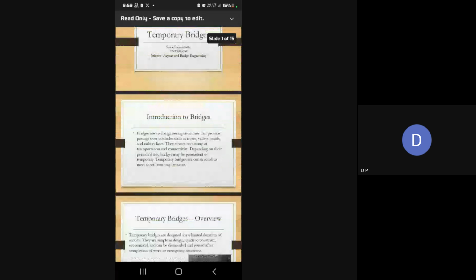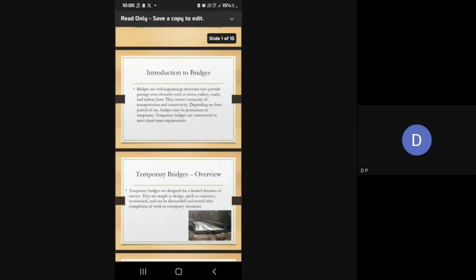Introduction. Bridges are civil engineering structures that provide passage over obstacles such as rivers, valleys, roads, and railway lines. They ensure connectivity of transportation. Depending on their period of use, a bridge may be permanent or temporary. Temporary bridges are constructed to meet short-term requirements.